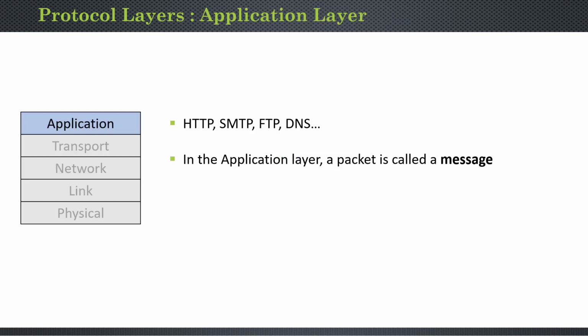The Internet's application layer includes many protocols, such as the HTTP protocol for web document request and transfer, SMTP for the transfer of email messages, FTP for the transfer of files between two end systems, and DNS for the translation of human-friendly names to network addresses. At the level of the application layer, a packet is called a message.